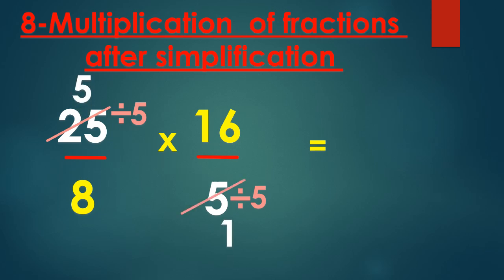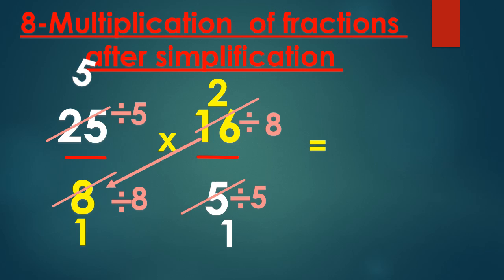Then we simplify the 16 and the 8. They are both in the times table of 8. 8 divided by 8 is 1. 16 divided by 8 is 2. Then we multiply the new numerators. 5 times 2 equals 10 over the new denominators. 1 times 1 equals 1. The answer is 10 over 1, which means 10.